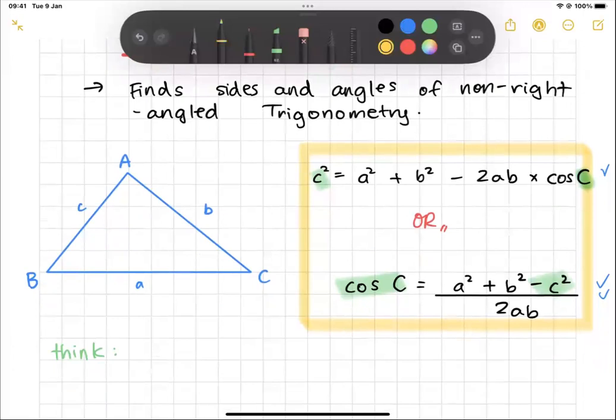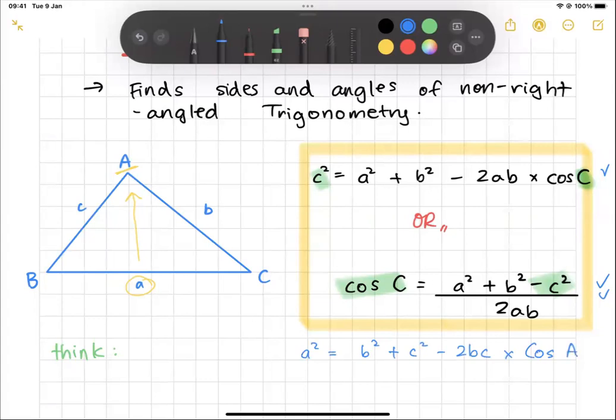So for example, let's say the question asked me to find side A. Then I need to use the corresponding angle of A, which is basically the opposite of the side. So then I would need to tweak my formula to be like this: a squared equals b squared plus c squared minus 2bc times cos A. I'm finding unknown side a, so cos angle A.